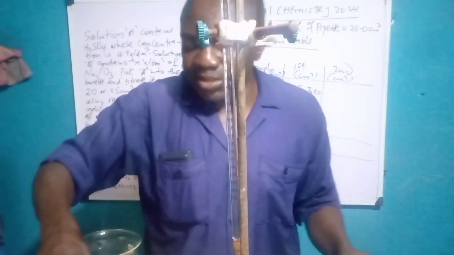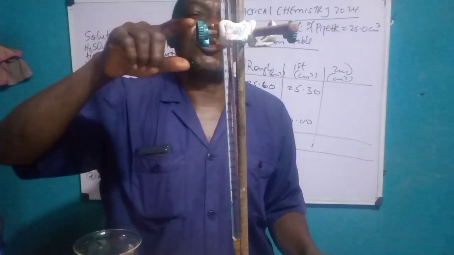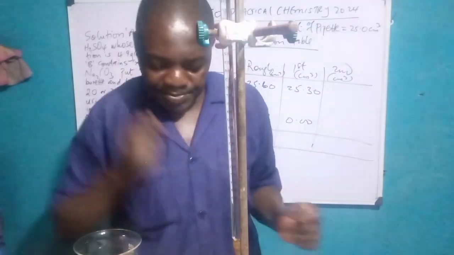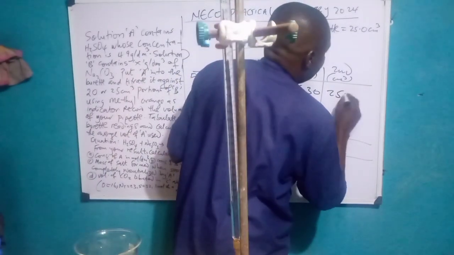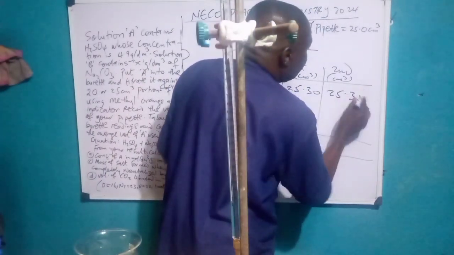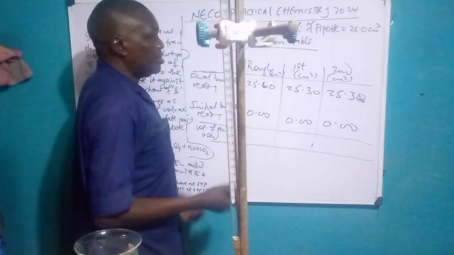It has changed. Then let's see the endpoint. 25.25. 25.3. Just take 25.3 for it. 25.30. So that's what you have. So you can do the fourth one. You are given 4 tables.